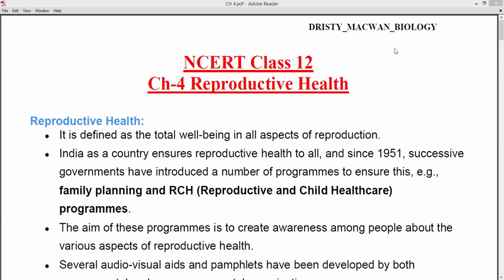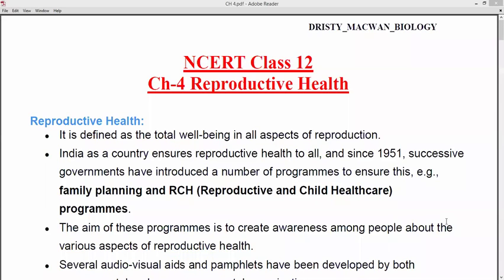So now, first we will see the basic introduction, and then we are going to see what kind of methods are being used in order to maintain reproductive health as well as how to control the population. Okay, so first is reproductive health. It is defined as the total well-being in all aspects of reproduction. So when we talk about reproductive health, that is the total well-being in terms of reproduction, whether a person is properly healthy for reproduction or not.